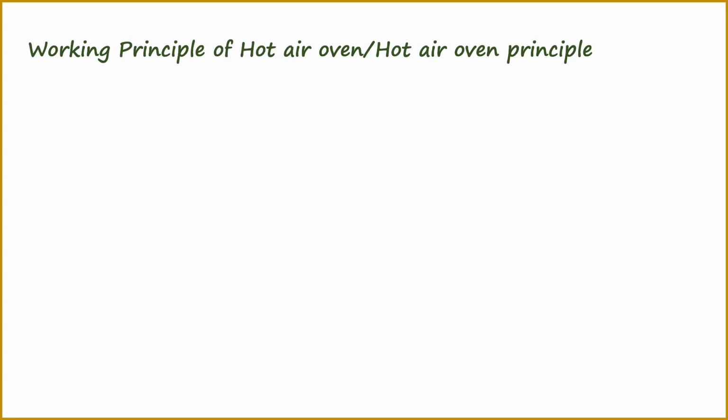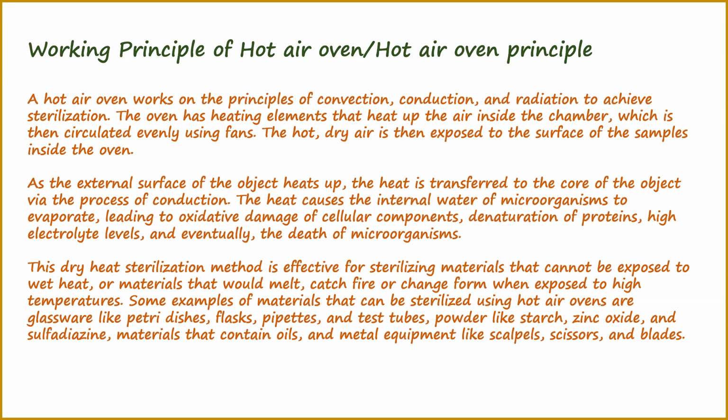Now, we will discuss the working principle of a hot air oven. Utilizing convection, conduction, and radiation, a hot air oven operates according to the dry air sterilization procedure. The heating components heat the chamber's air, which can be evenly circulated with the use of fans to expose sample surfaces to hot, dry air.